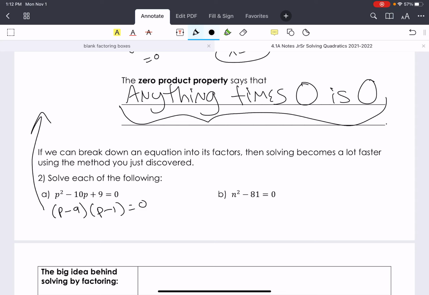So now, because I know anything times 0 is 0, I know that I can just make these parentheses 0 one at a time, and the whole thing will go to 0. So how do I solve p minus 9 equals 0? 9. Either way. Sure, but I had already asked about p minus 9, but you weren't listening, which is why you said 1. So p equals 9 and p equals 1.